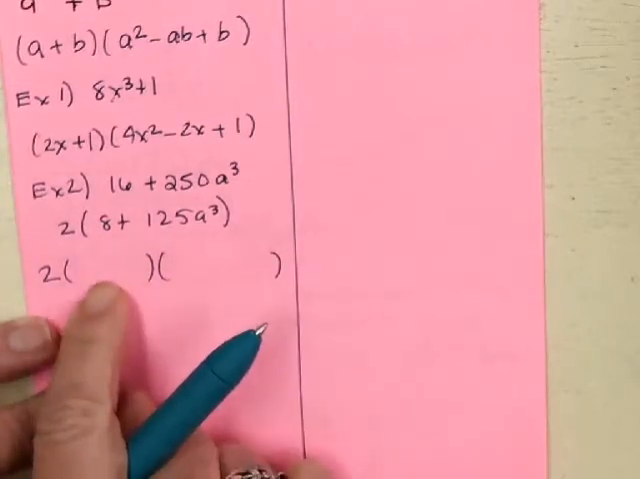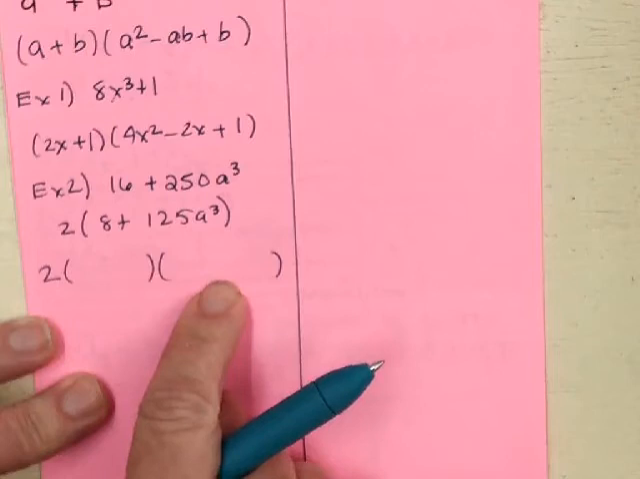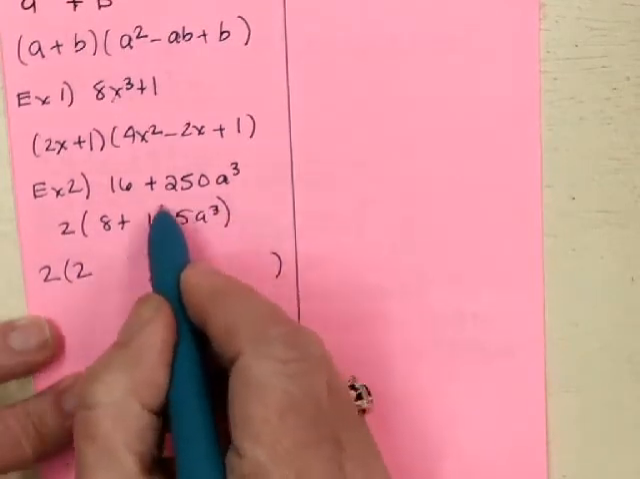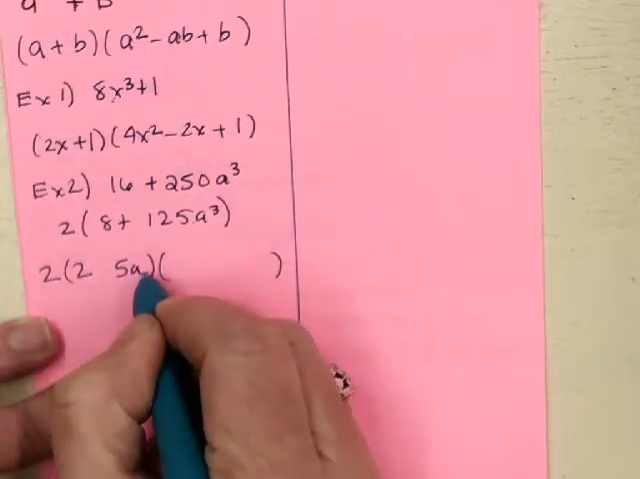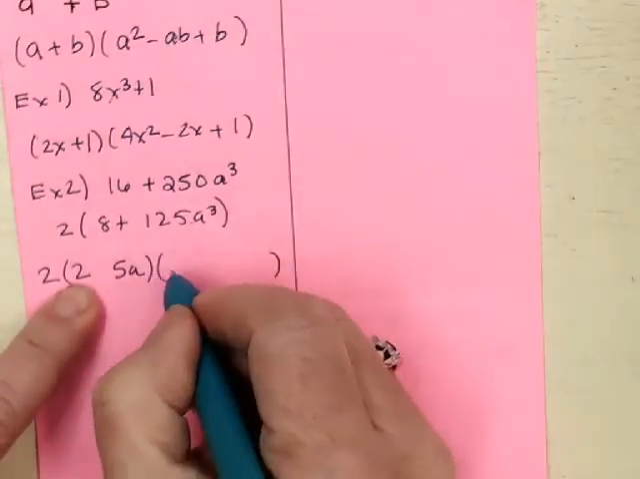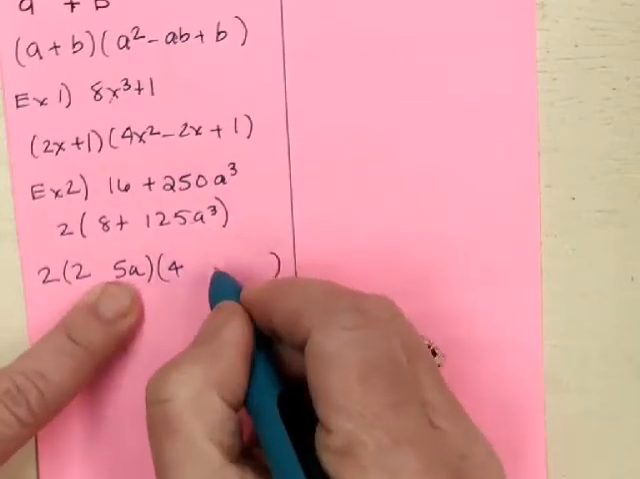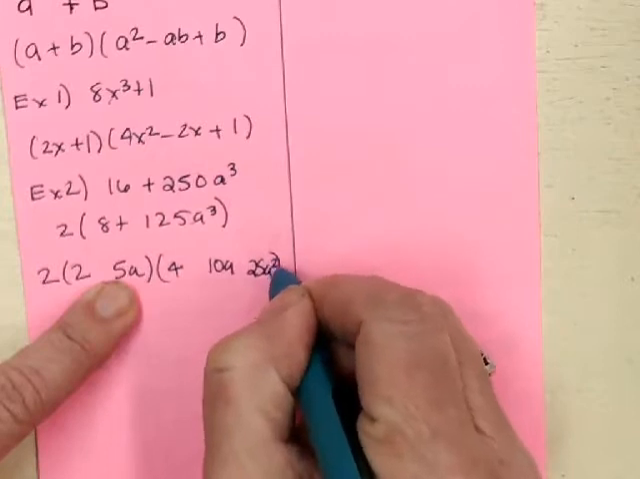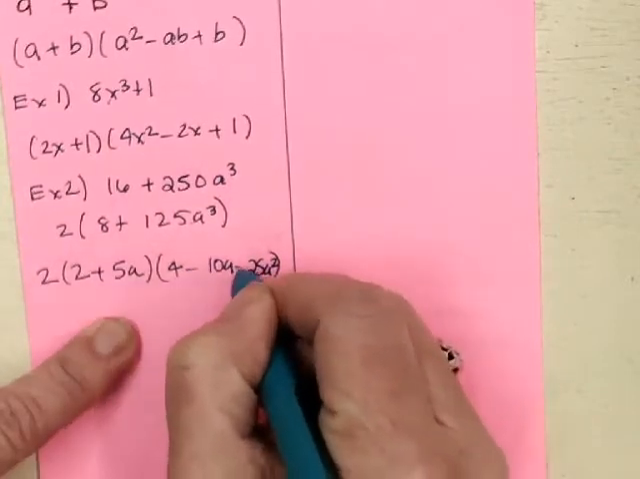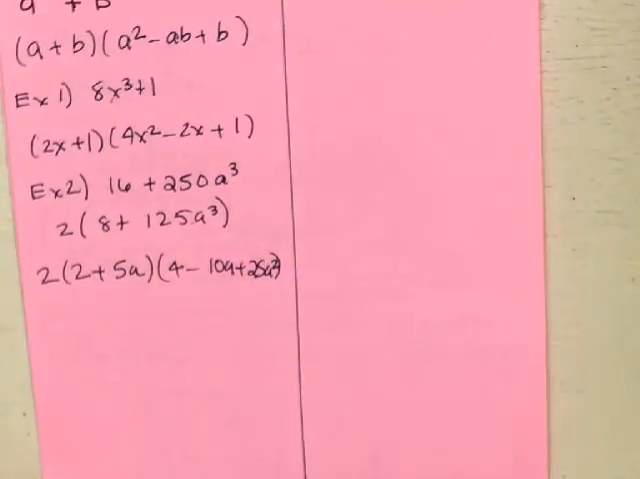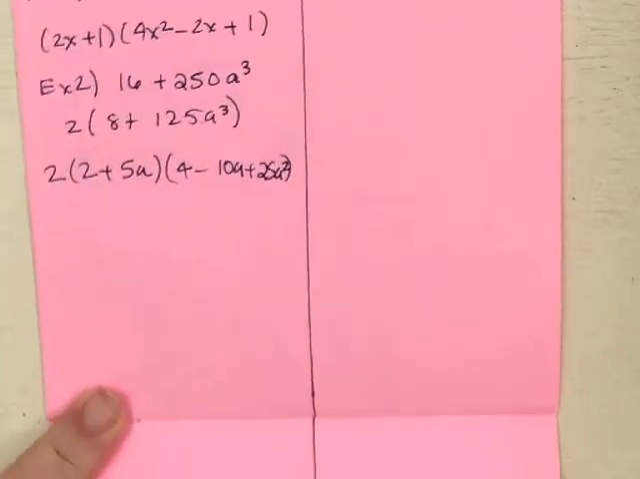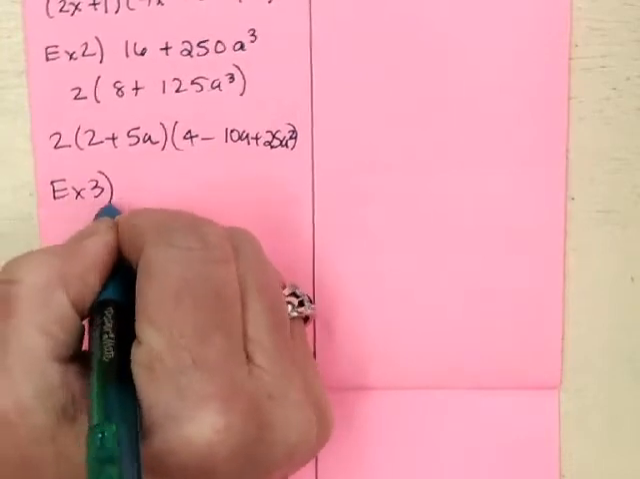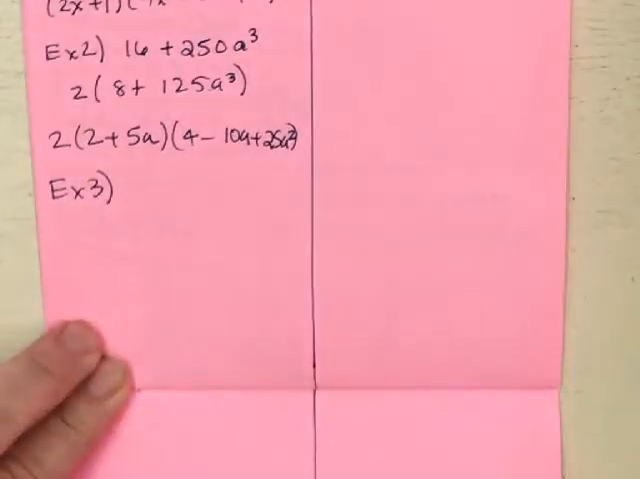A binomial times a trinomial. Take the cube root of 8. Take the cube root of 125a cubed. Square the 2. Multiply these two things together. Square the 5a. The signs are plus, minus, plus. Some of you already have it. You don't need me anymore. I'm going to do 2 more and I'm done with this one, because I try to show you a little bit of everything that I possibly can.